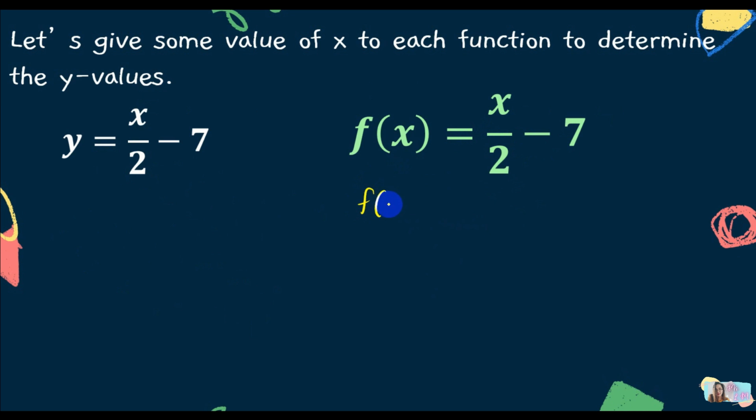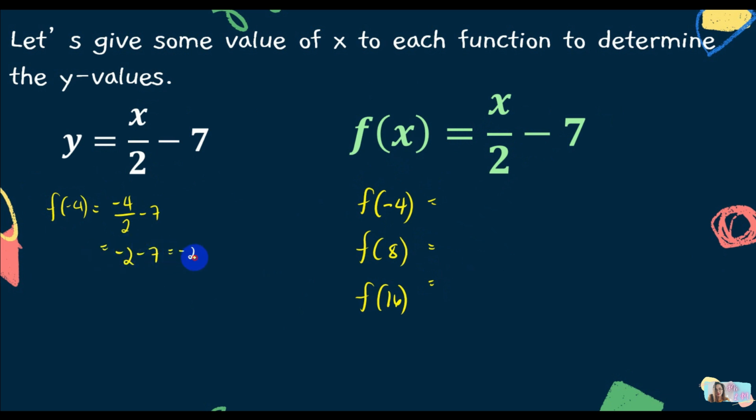So, if the values of x that we have to substitute are negative 4, positive 8, and positive 16, what will be the result for f of negative 4? That means negative 4 divided by 2 minus 7. Negative 4 divided by 2 is negative 2 minus 7. So, keep change. Magkakaroon po tayo ng negative 2 plus negative 7. So, the answer is negative 9. For f of negative 4, the answer is negative 9, or y is equal to negative 9.